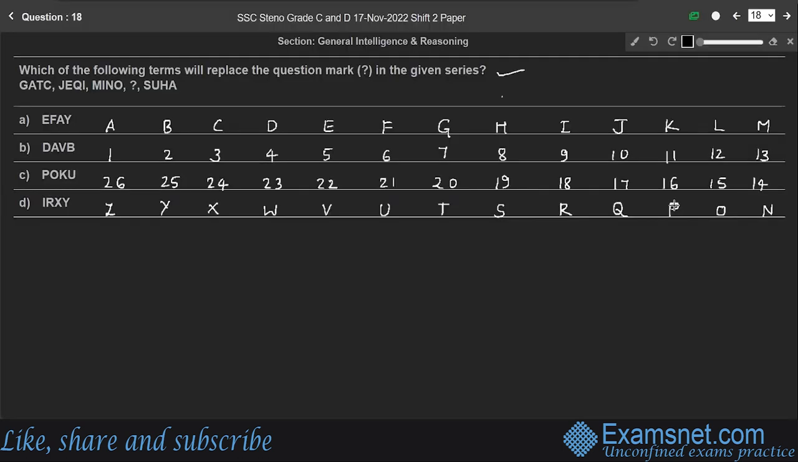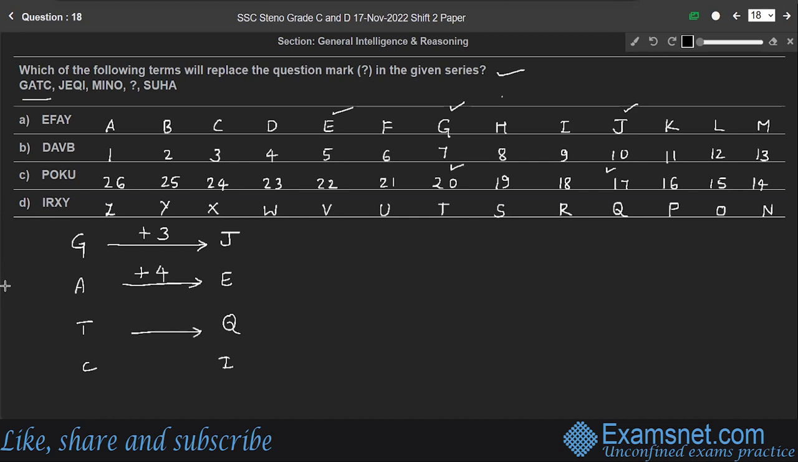Question number 18. Which of the following terms will replace the question mark in the given series? The first letter cluster is GATC. We need to find the last but one cluster. The second cluster is JEQI. Here, students, G and J are related as the positional value of G is 7, J is 10. I can write G plus 3 as J. For the second letters, A and E, A is 1, E is 5. So I can write A plus 4 as E. Whereas T is 20, Q is 17. So I can write T minus 3 as Q.